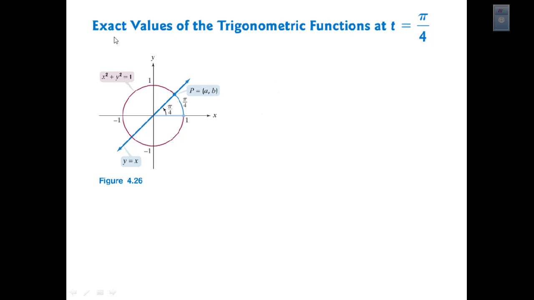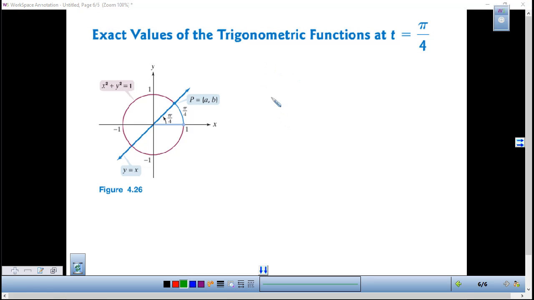Alright, so let's find the exact values of the trigonometric functions at t equals pi over 4. Now we've already talked about this a little bit. We talked about it as the x value and the y value part on a right triangle that had a 45-degree angle. You'll remember that pi over 4 and 45 degrees are the same.